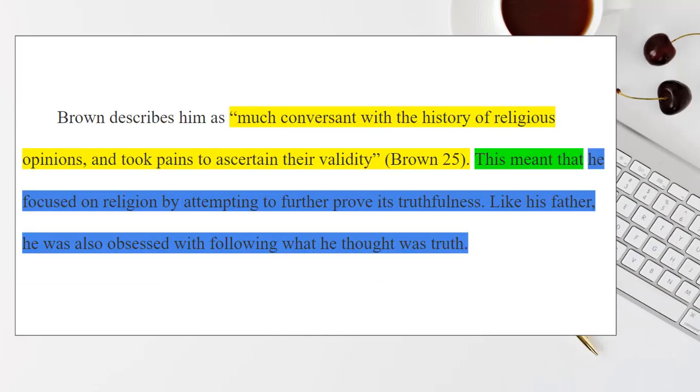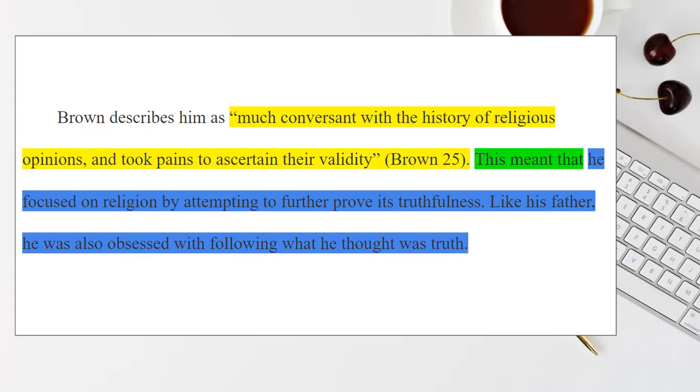Here's another example. Brown describes him as, quote, much conversant with the history of religious opinions and took pains to ascertain their validity. This meant that. That's a good signifying phrase telling us that this student is about to explain the significance of their quote. This meant that he focused on a religion by attempting to further prove its truthfulness. Like his father, he was also obsessed with following what he thought was truth. That is analysis. That is what we want to see.